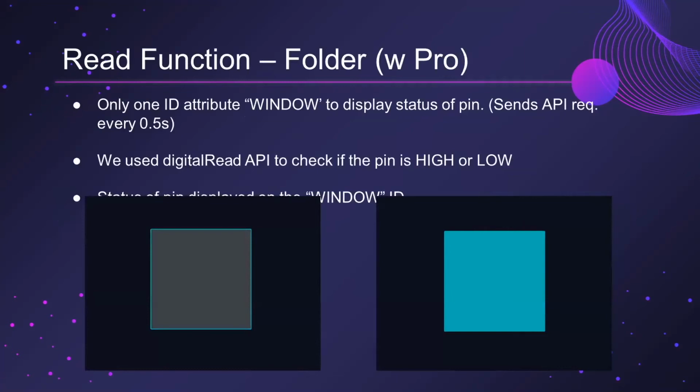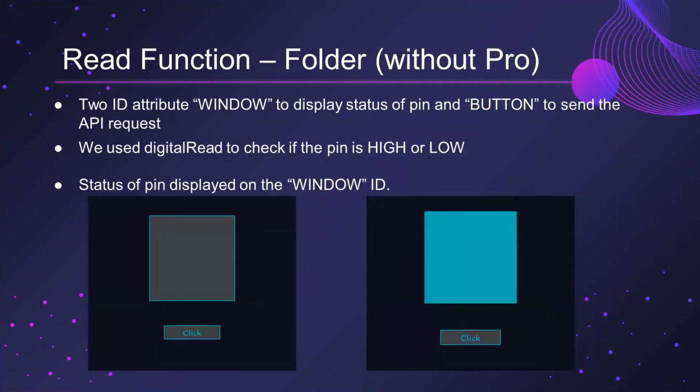So in the read function folder, you will see two folders are present, with pro and without pro. It depends upon you which one you want to do, because if you have a pro subscription, you can open the with pro. If you don't, please avoid it, or else you will hit an API limit. So I will go with the without pro first, because you can directly go with this. So we have a button, right? We have used a switch. We have the circuit ready with the switch.